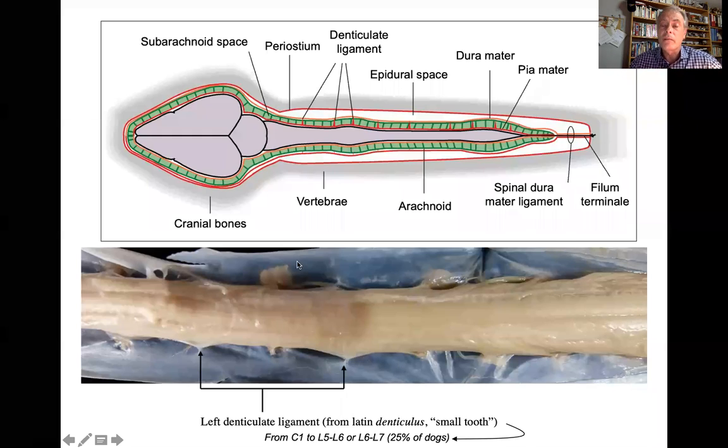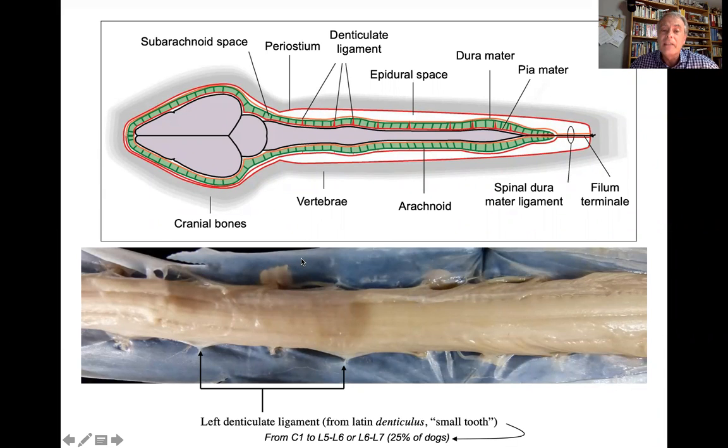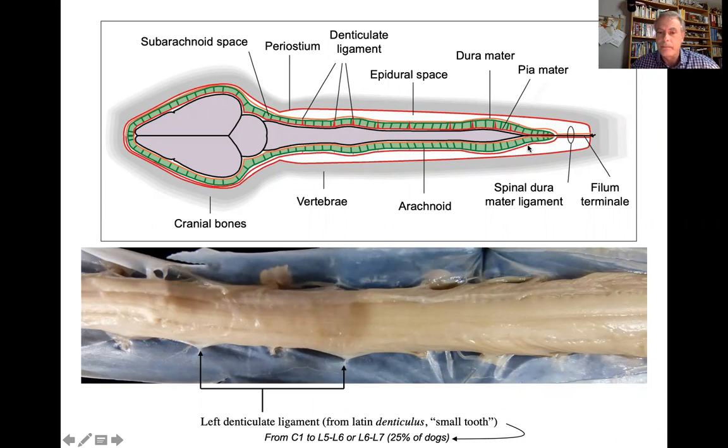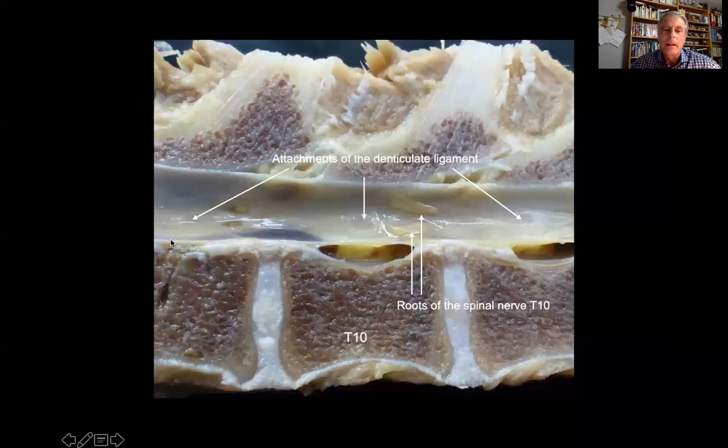Another important structure that we have to talk about is the tentacle ligament. The tentacle ligament is a thickening of the pia mater, okay, on both sides of the spinal cord, and it extends from C1 up to L6, L7. And you see, this is the tentacle ligament that has processes that, in between the spinal nerves, cross the arachnoid and reach the dura mater. They attach to the inner layer of the dura.